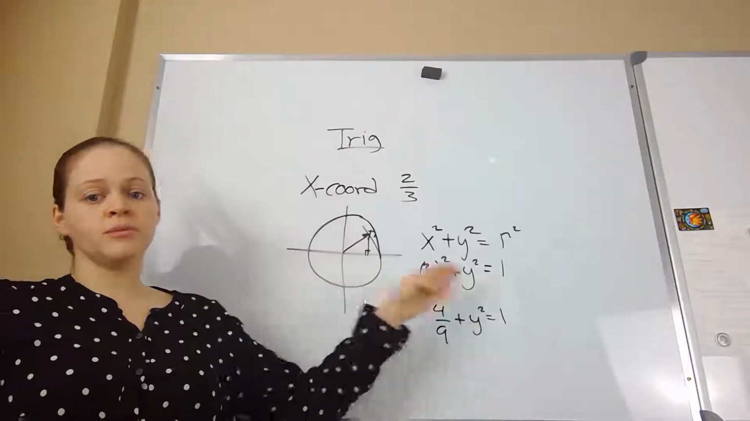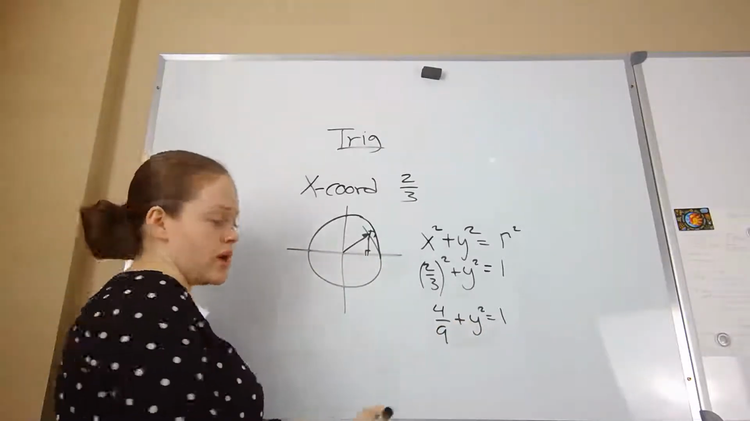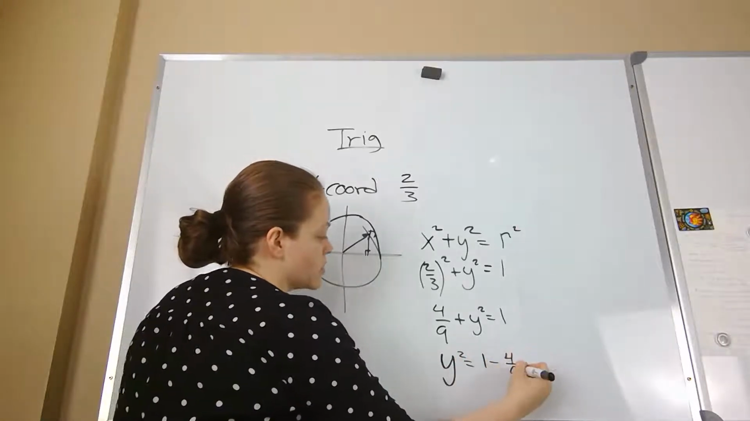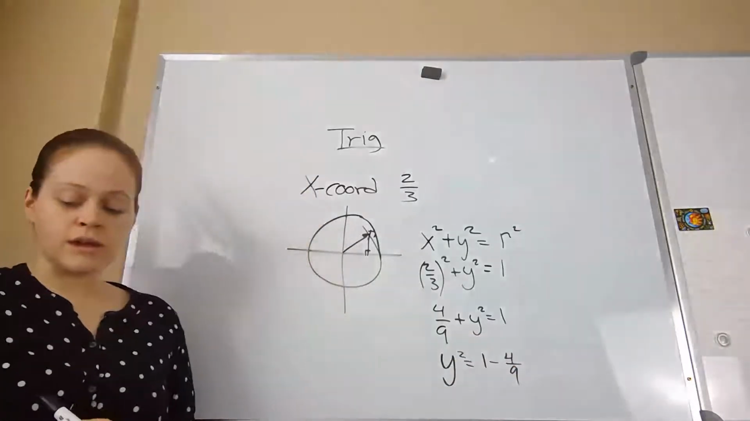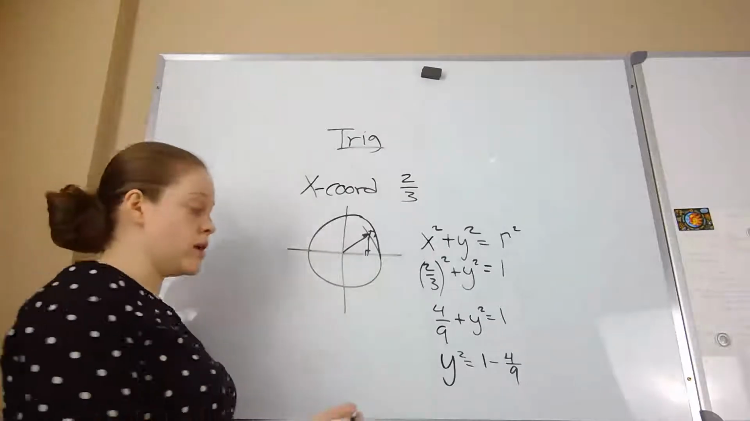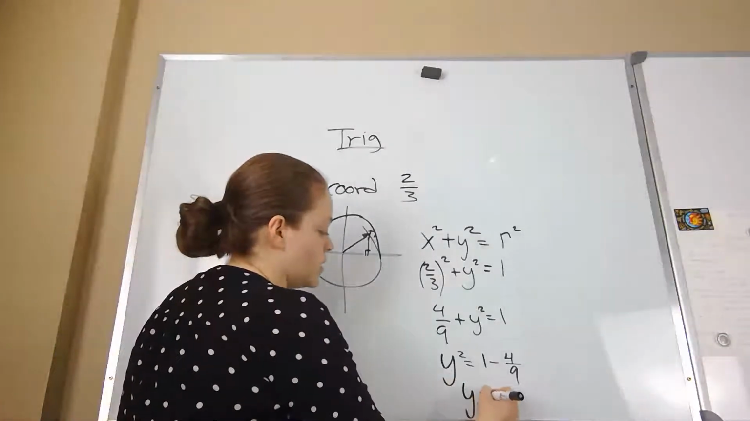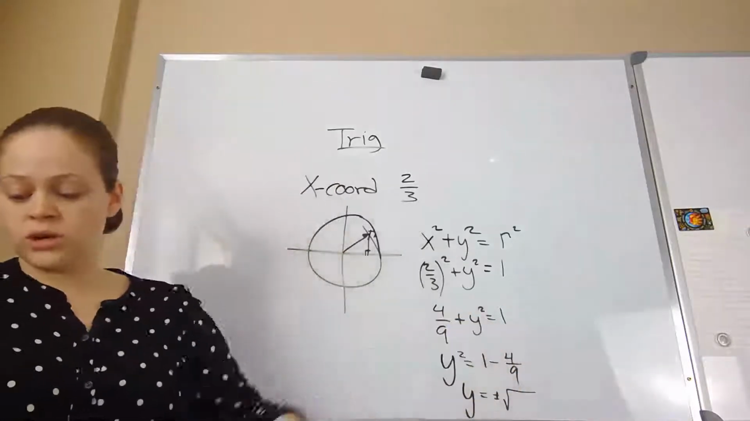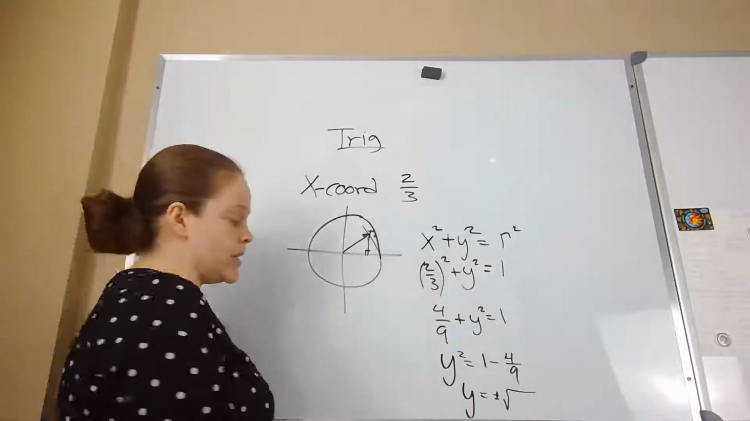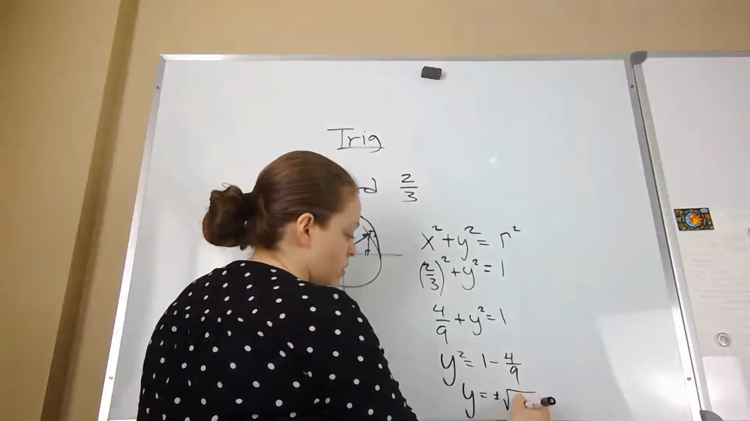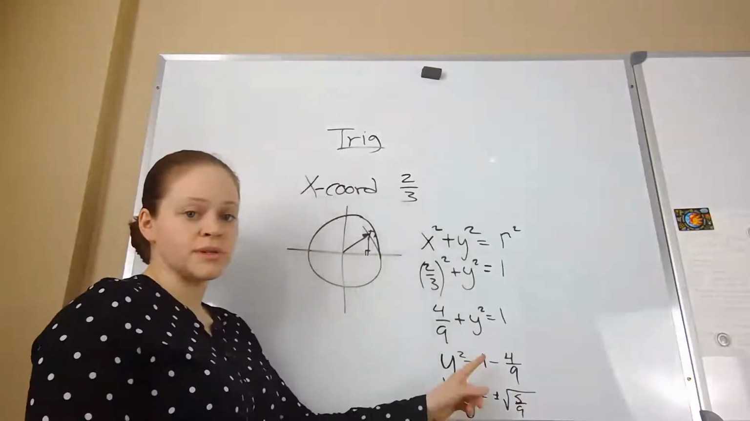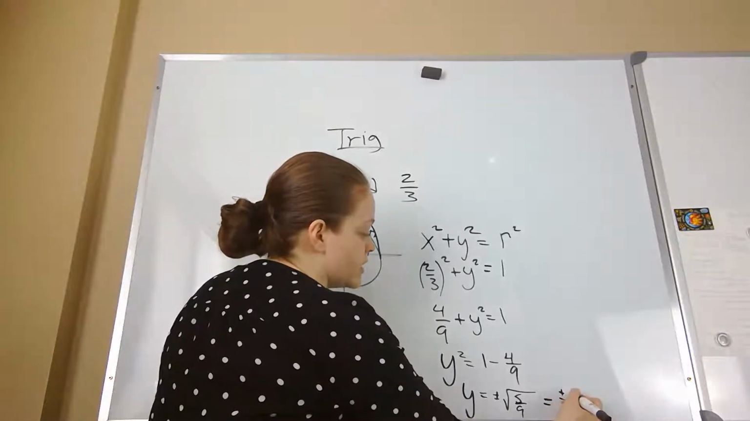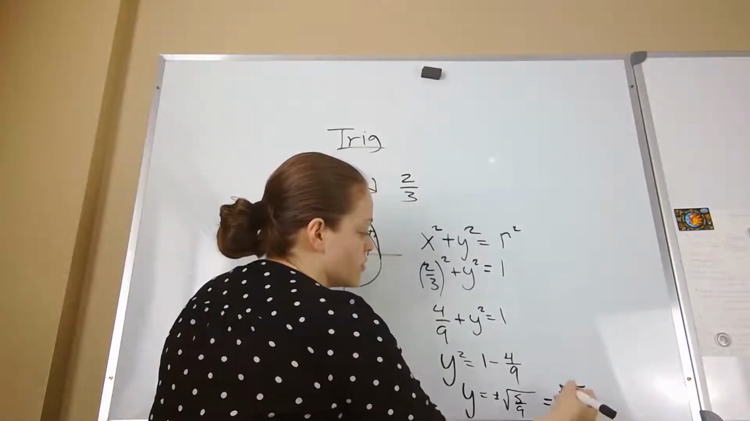Take your 4 over 9, pop it on the other side, solve for your y. So y squared equals 1 minus 4 over 9. And then you're going to take the root of that as well. So y equals plus or minus. So if we actually do this out, we will end up with 5 over 9. And then you can just split the root between the top and the bottom, right? So we have plus or minus root 5 over 3.